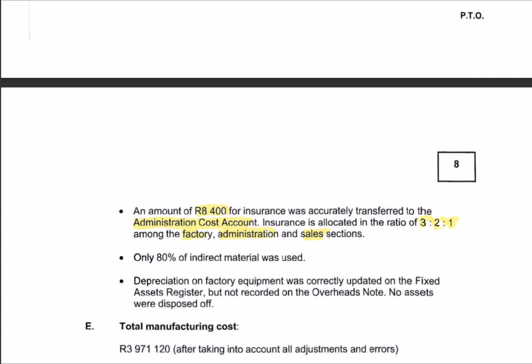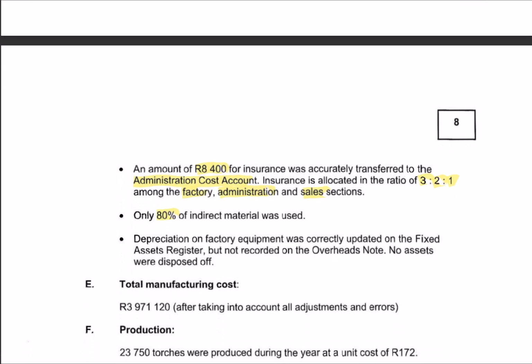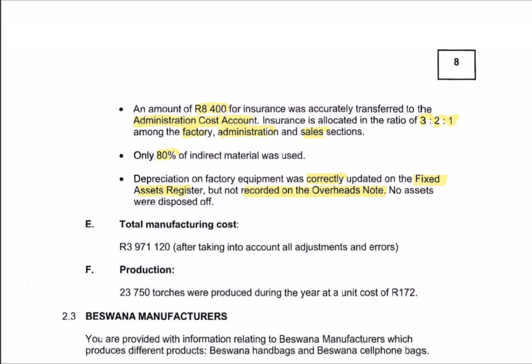Right, only 80% of indirect materials was used. Right, 80% of indirect materials was used. Depreciation on factory equipment was correctly updated on the fixed asset register, but not recorded in the overheads. No assets were disposed of. Total manufacturing costs, right, 3,171,120 after taking into account all adjustments.